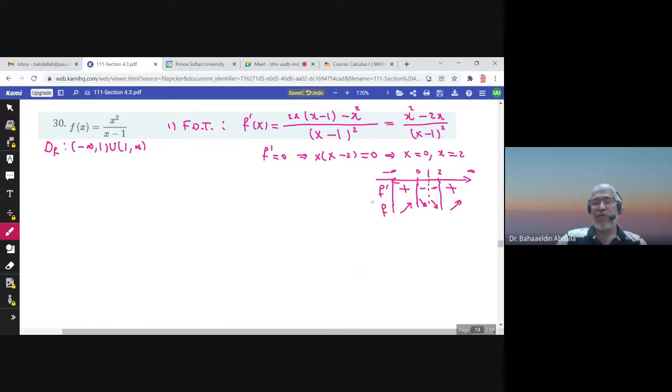So at x equals 2, we have a local minimum. So it's 4 over 2 minus 1. So that's 4. And the local maximum would be f of 0, which is 0. So f of 0 is a local maximum. f of 2 is a local minimum using the first derivative test.